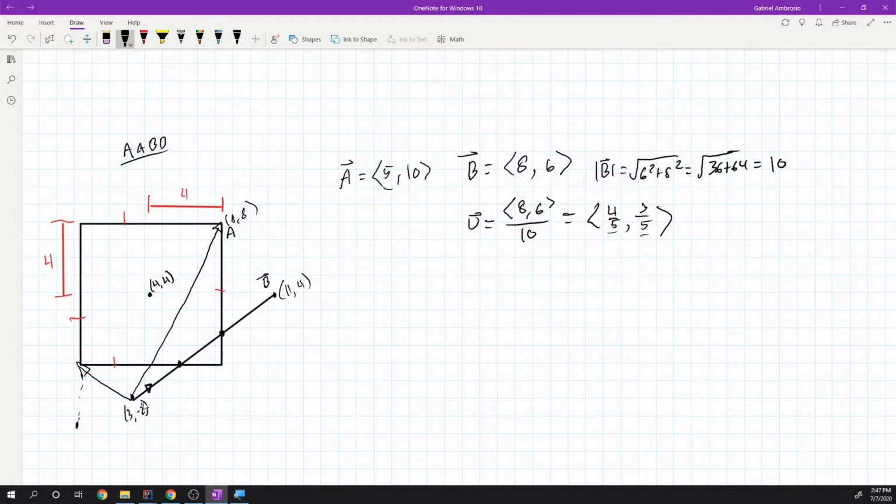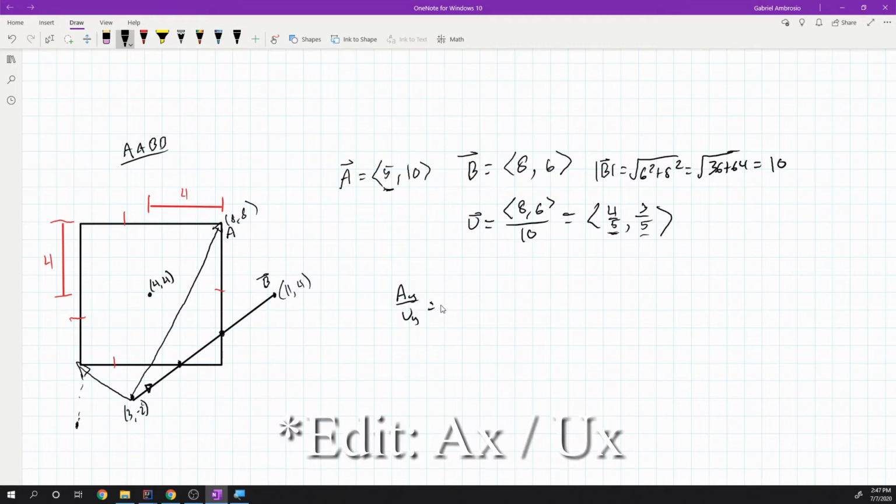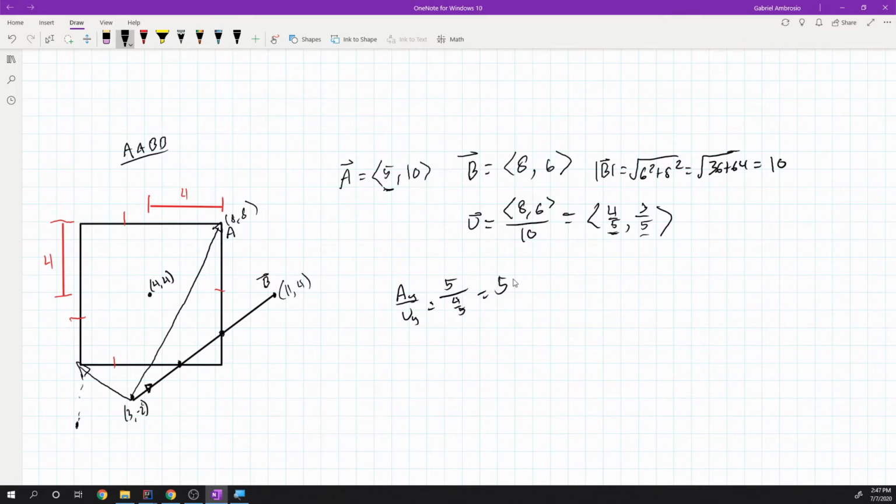Now, to figure out the distance along the line that we intersect with this point is actually pretty easy. We just take our x component of A divided by our x component of the normal. So we'll just say Ax over Ux, which just gives us 5 over 4/5, which we know is just 5 times 5/4 because of math. And this is just 25/4, which we can reduce further to 6.25. Now, what is this number 6.25? That number is the amount of units in this direction that we would go to intersect with this point, okay?